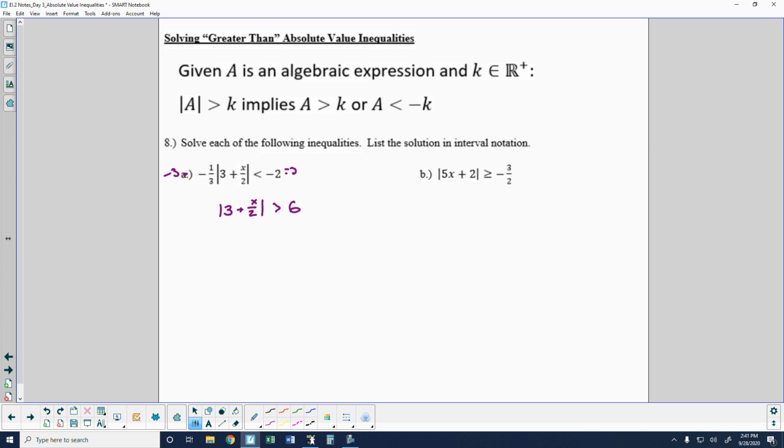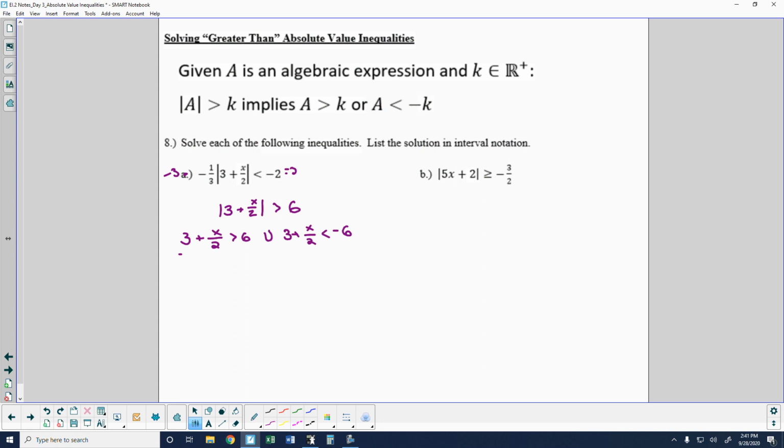So what I do, because it's a greater than representation, it's not an and, it's going to be an or statement. So 3 plus x over 2 is greater than 6, or 3 plus x over 2 is less than negative 6. So either or.